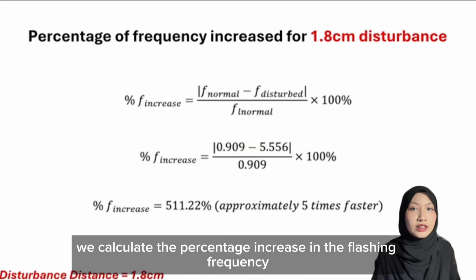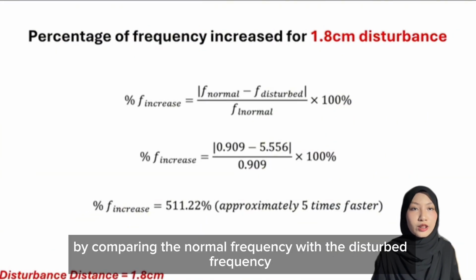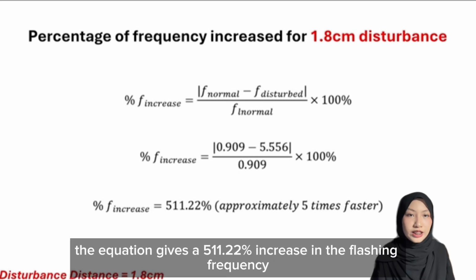So we calculate the percentage increase in the flashing frequency by comparing the normal frequency with the disturbed frequency. The equation gives a 511.22% increase in the flashing frequency.